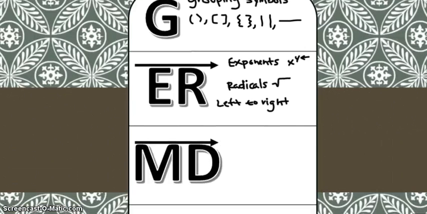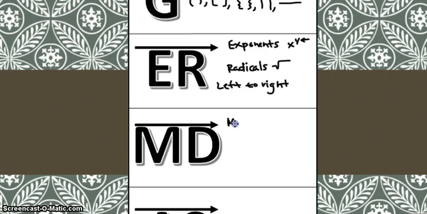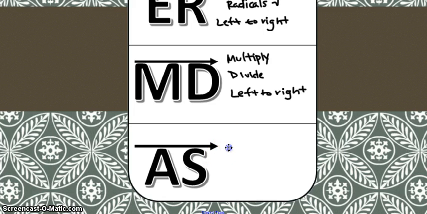The next one we have is multiplication and division, or multiply and divide. And again, with multiply and divide, we want to go left to right. And the last one is to add and subtract. And this is also left to right.